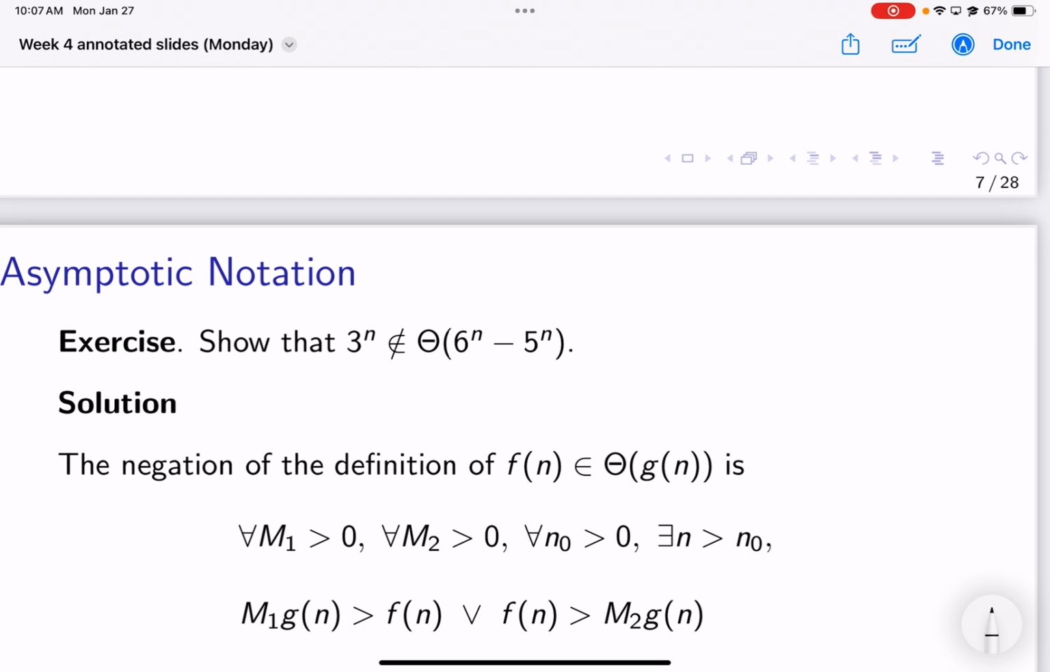So now that I strongly suspect that this side is larger, that is, there doesn't exist a constant multiple such that m times 3 to the n is greater than this difference, I'm going to prove this one, I think.